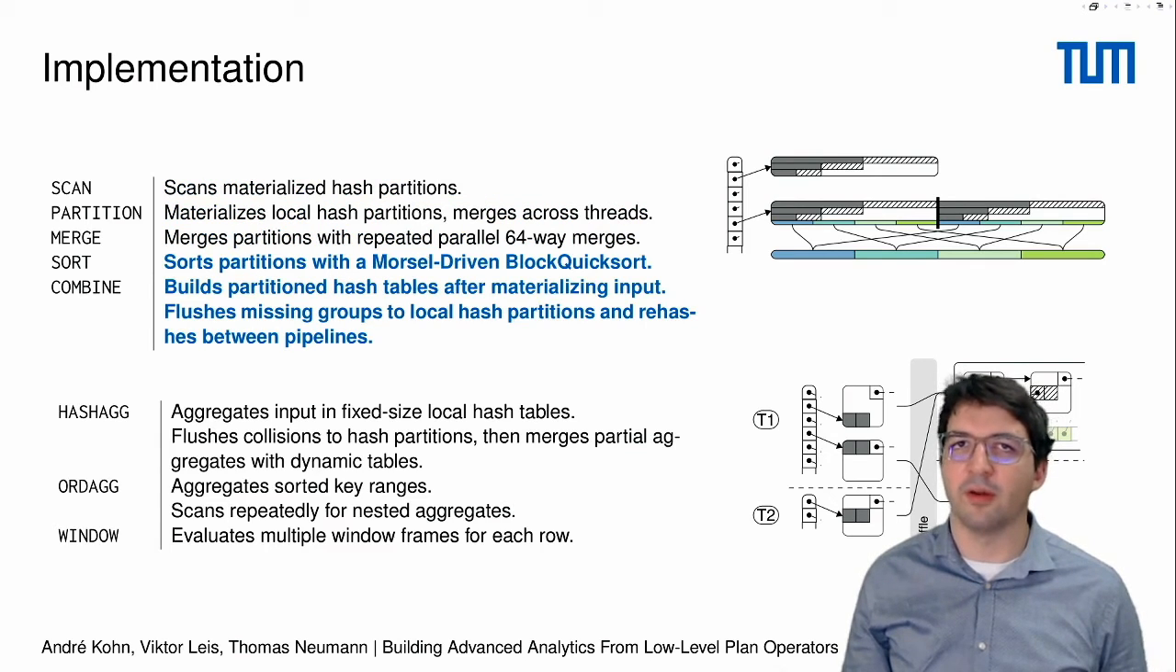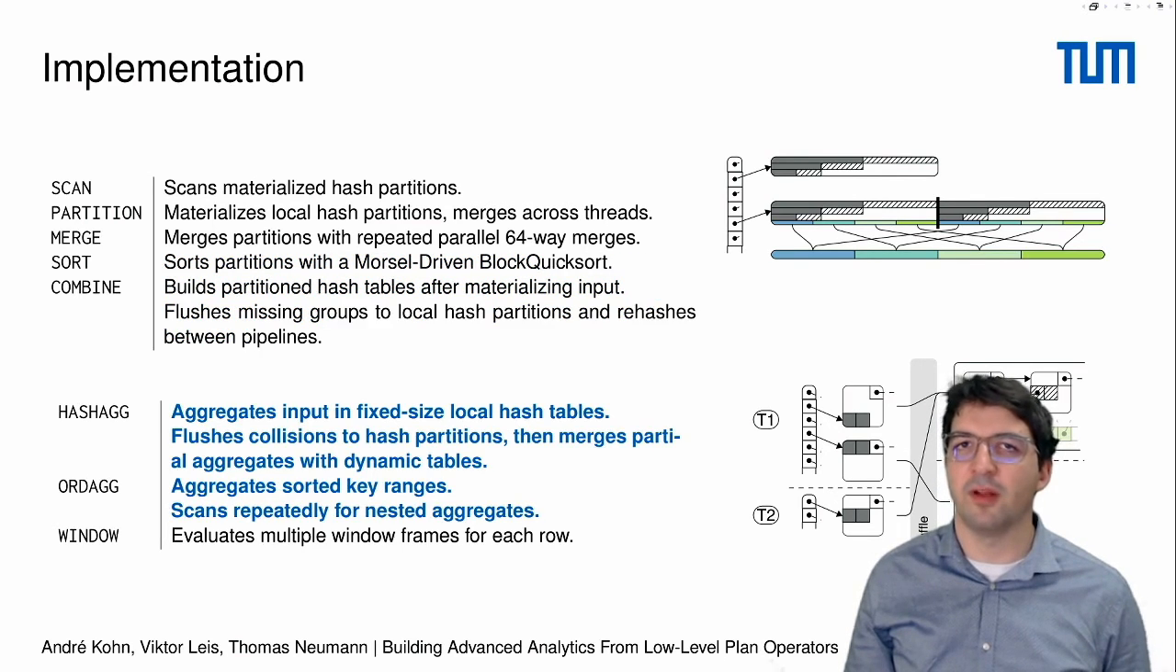The sort operator modifies partition buffers in place and reorders the elements using a Morsel-driven variant of block quicksort. The combine operator joins multiple tuple streams into a partition buffer and exploits the fact that group keys can occur at most once per input operator. It first materializes all groups of the first input operator and builds a hash table per partition. It then consumes every additional input and merges the attributes into existing groups if there are any. If not, the operator writes them to thread local partitions first and then rehashes the tables between pipelines.